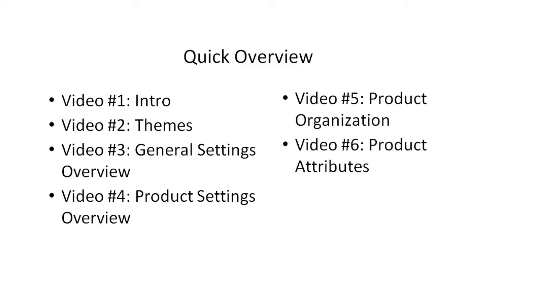Video number 6, we'll talk about product attributes. Product attributes are basically like if you were to buy a skateboard and you want it in green, blue, purple, different colors, maybe different shapes, different wheels. That is what we call product attributes.